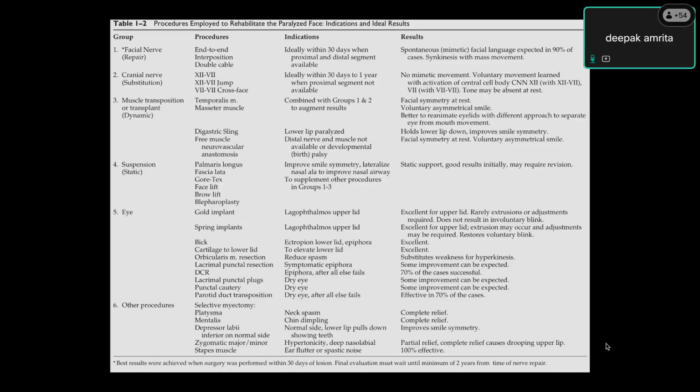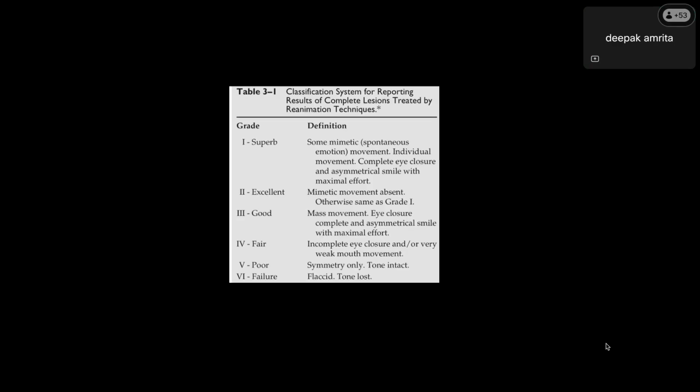So these are the broad classifications: facial nerve repair, cranial nerve substitutions, muscle transpositions or transplants. These include local muscles as well as gracilis, which is a free muscle. There are many ways to suspend the midface, especially the nose. The eyes, again, with static or dynamic techniques. And there are other procedures which we will see in the last presentation in this series.